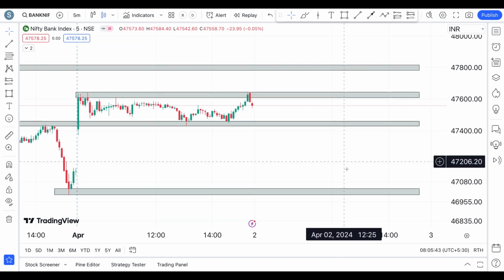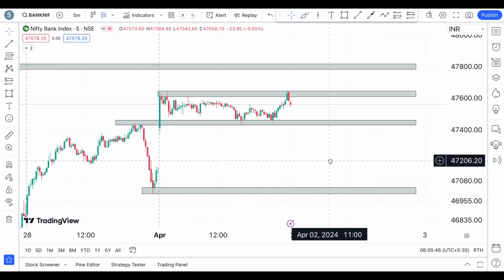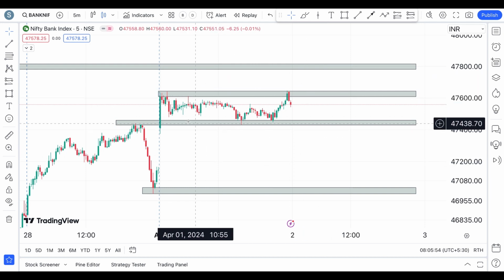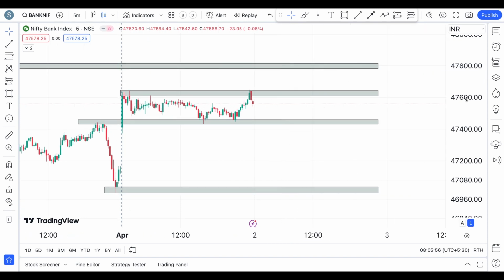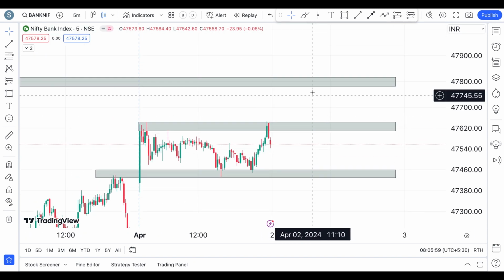In this video, we're going to see the important levels for the Bank Nifty and Nifty. What we have here in front of us is the Bank Nifty 5 minutes chart, and this is yesterday's price action. We have marked all these important levels.